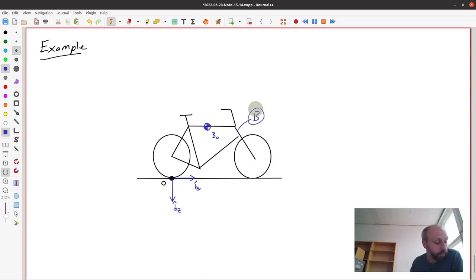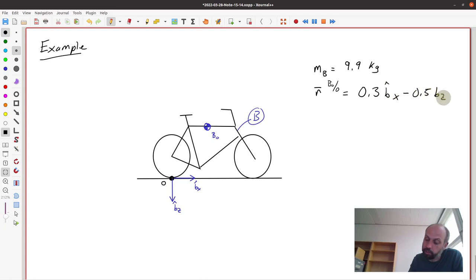And we're given some properties of the bike. So I will move over here. We're going to be given the mass of the bike as 0.9 kilograms. Okay. We're going to be given the vector to the mass center from point O. Our BO with respect to O. And it's going to be 0.3 meters in the bx minus 0.5 meters in the bz. Okay, so this is meters, a vector expression in meters.